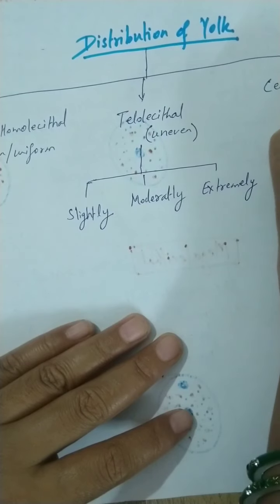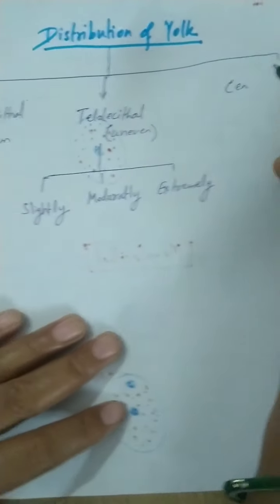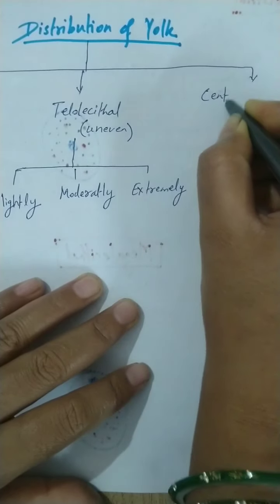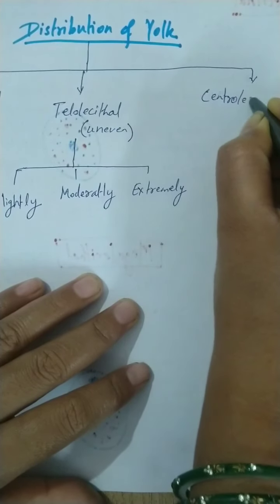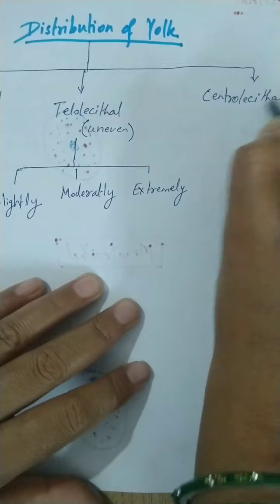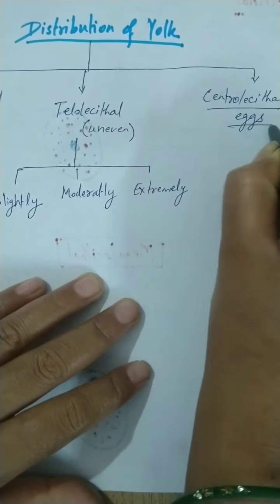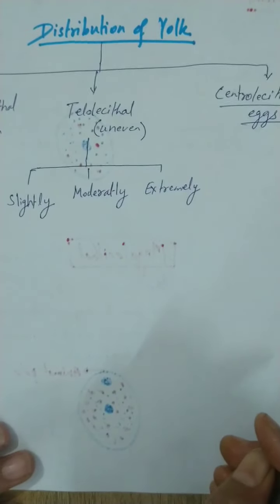Then the last one is the centrolecithal. Centro means the yolk is concentrated. Centrolecithal eggs. Types of eggs.